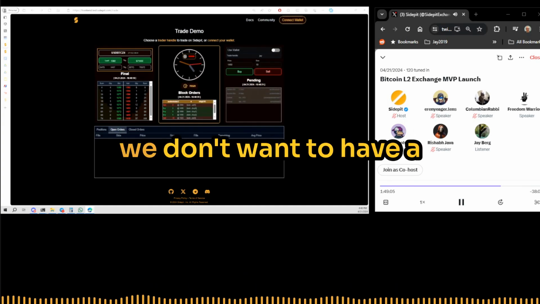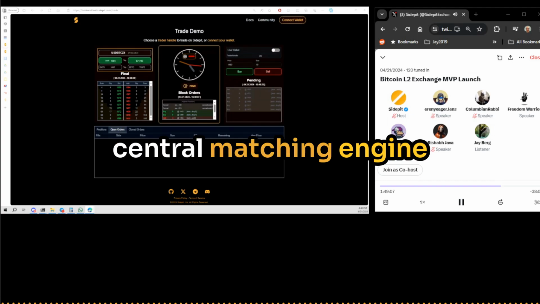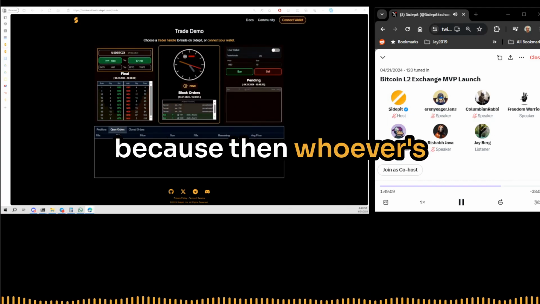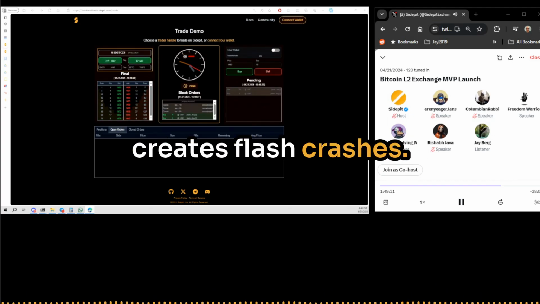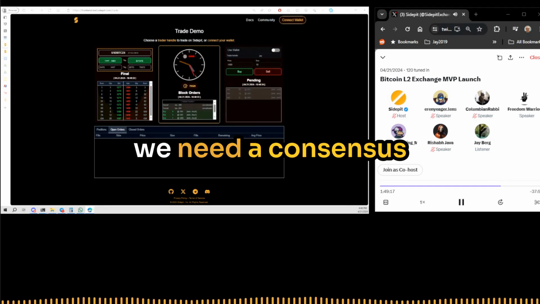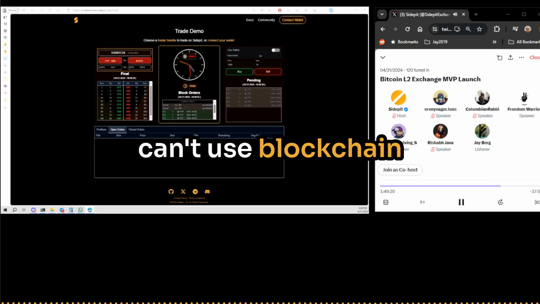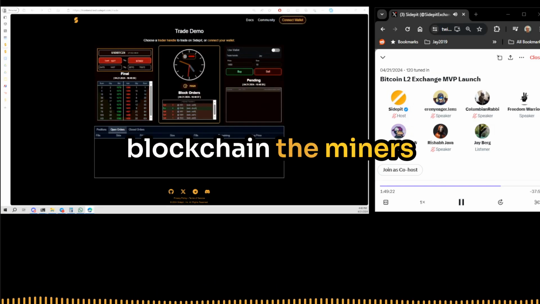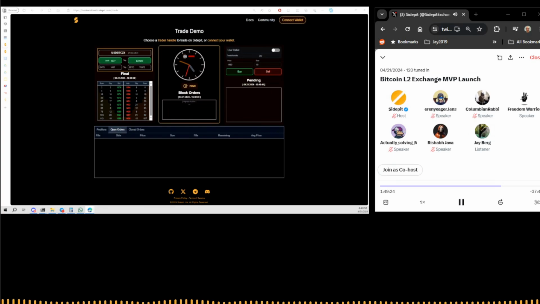The first problem is that we don't want to have a central matching engine, because then whoever's closest wins, and that creates flash crashes. So we decentralize the order book. And now we need a consensus mechanism, and we can't use blockchain, because if you use blockchain, the miners get the front run, which is even worse.